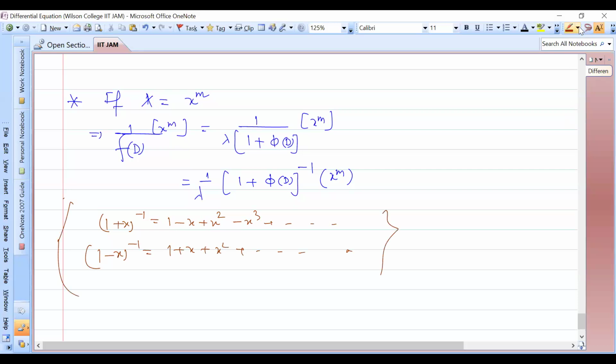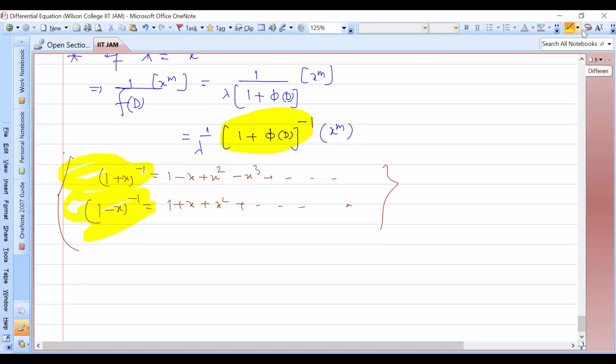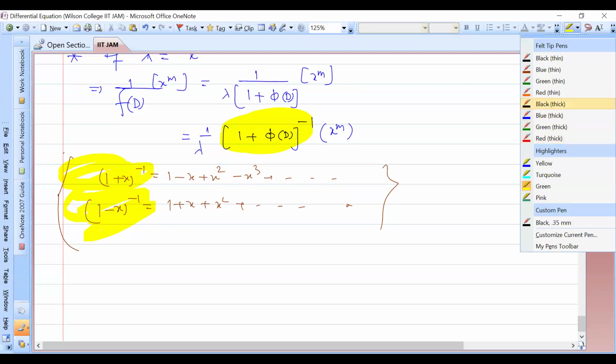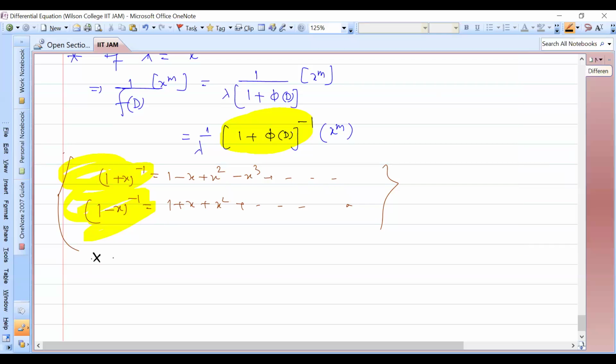We will expand this term using either this or this formula and simplify it. So basically we have taken algebraic, trigonometric and exponential. Another case may arise, that is the product of any two. So further we have to apply.